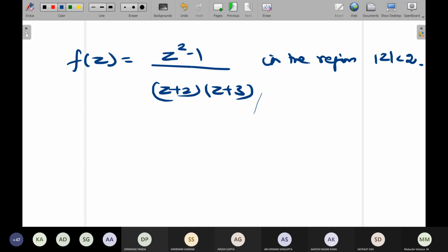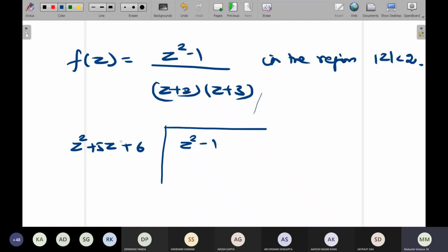No, ma'am. So what we'll do is first divide this. We have z square minus 1. When you multiply z plus 2 into z plus 3, what will you get? Z square plus 5z plus 6. Yes or no? Can anyone divide and tell me the answer?